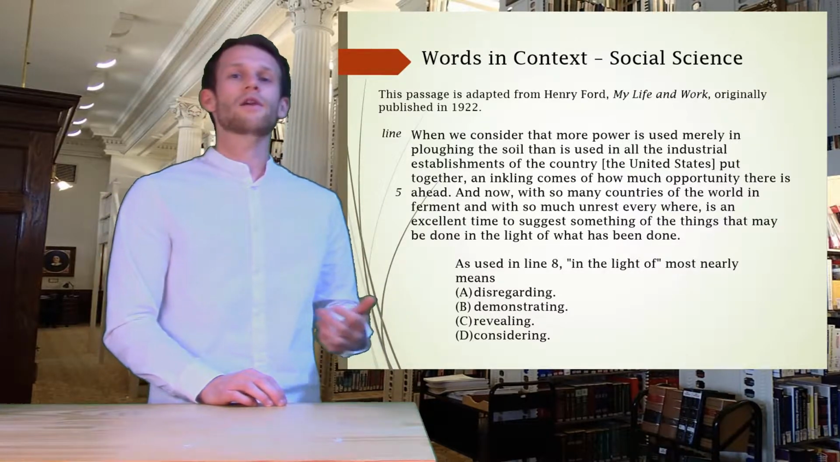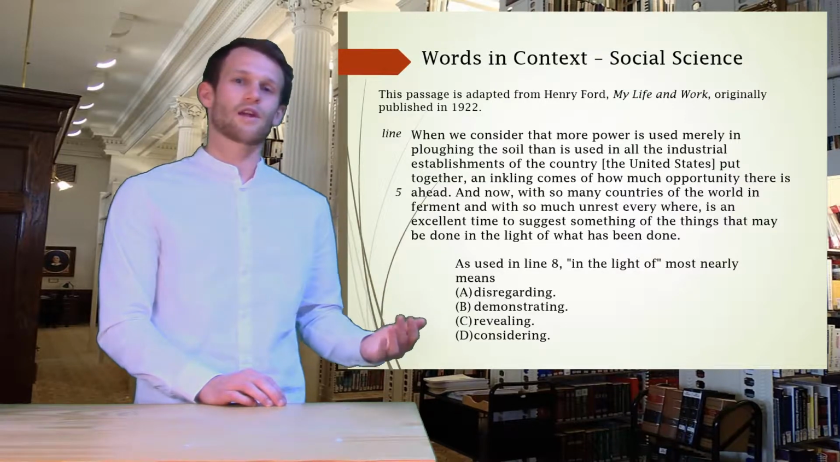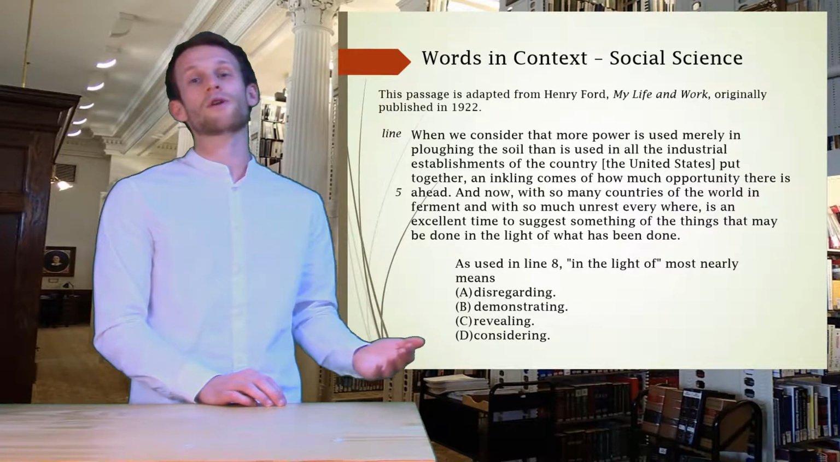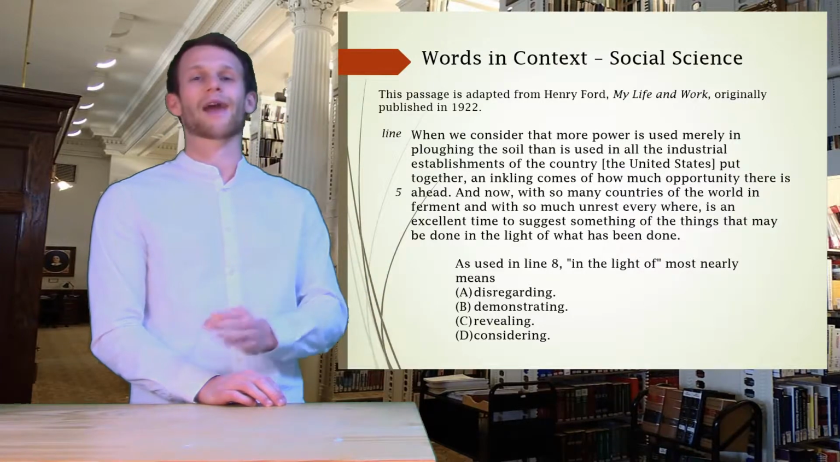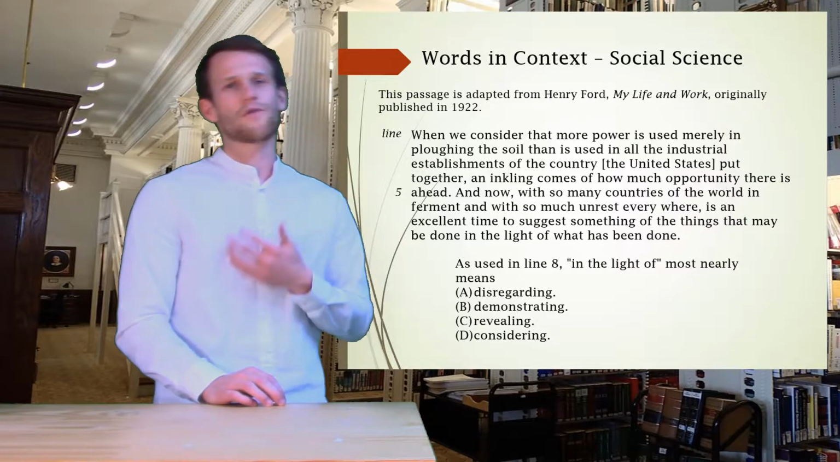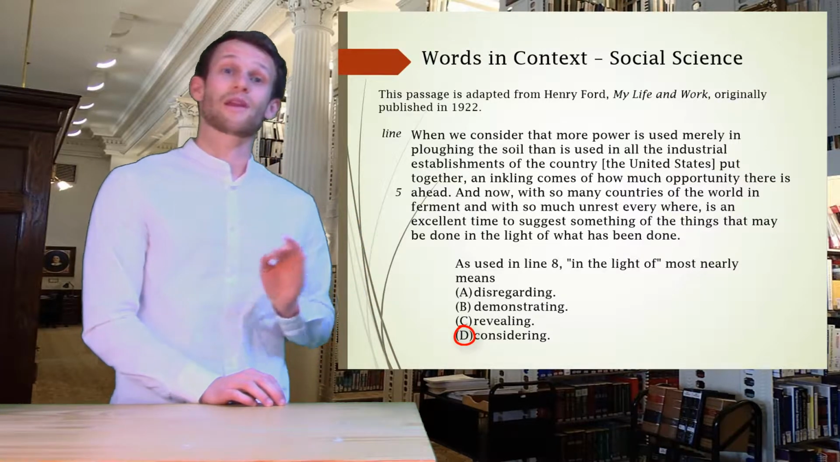He's saying, we're at a tipping point in humanity. We're going towards an industrial society, and we need to go into that industrial society considering what we've done in the past, or looking back at what we've done in the past. So for that reason, we're going to go with choice D here. In the light of literally does mean considering.